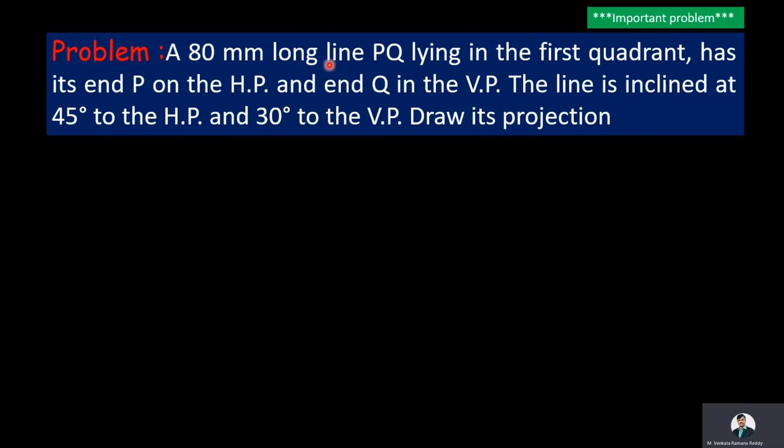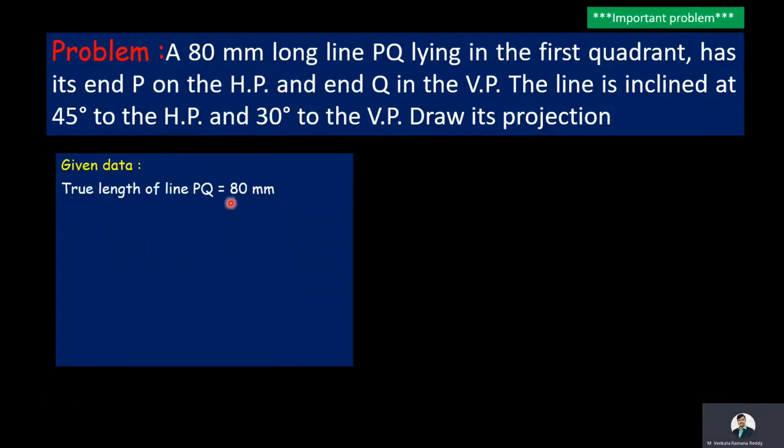An 80 mm long line PQ lying in the first quadrant has its end P on the HP and end Q in the VP. The line is inclined at 45 degrees to the HP and 30 degrees to the VP. Draw its projections. Now we'll extract the data from the problem.